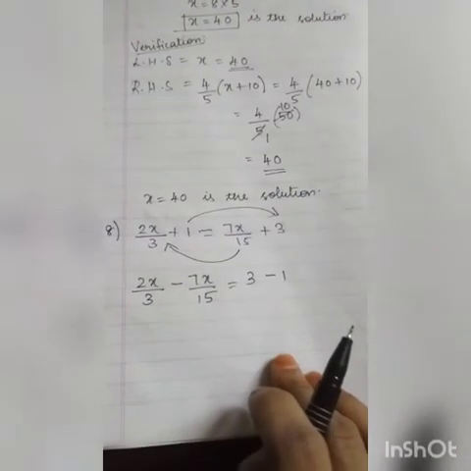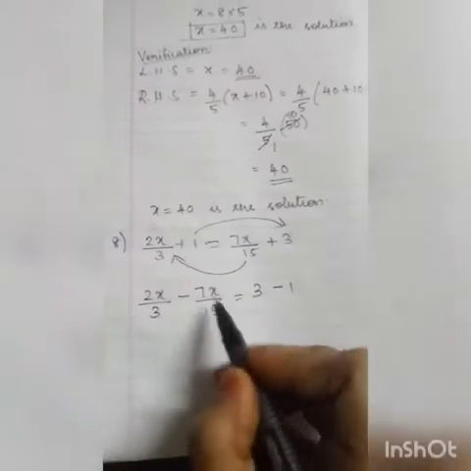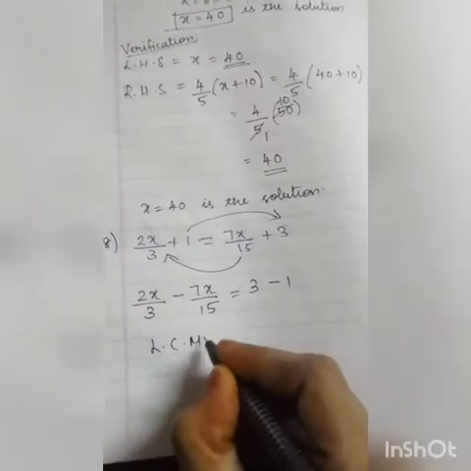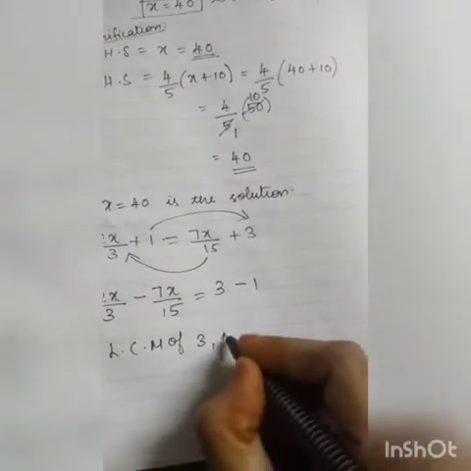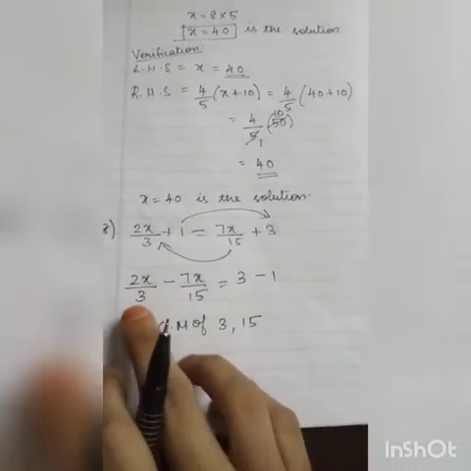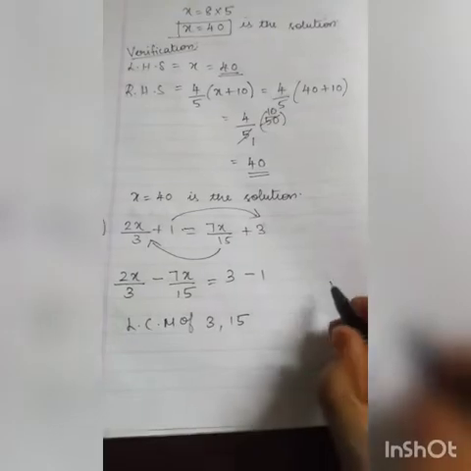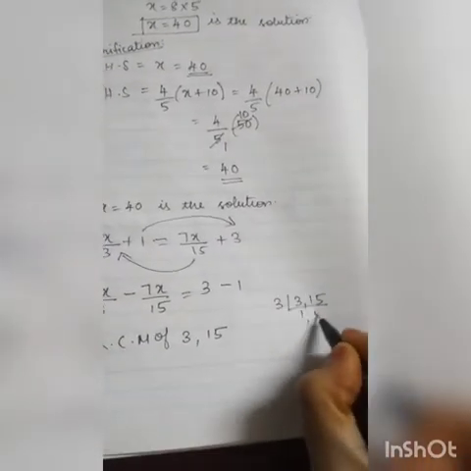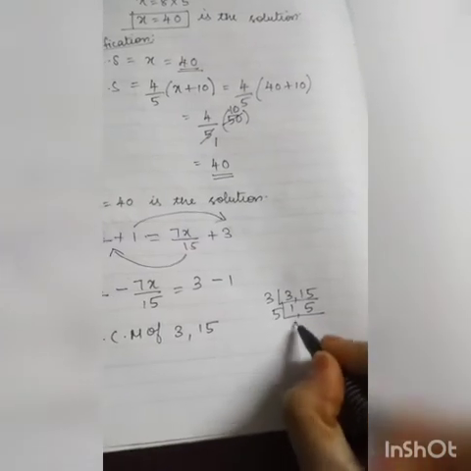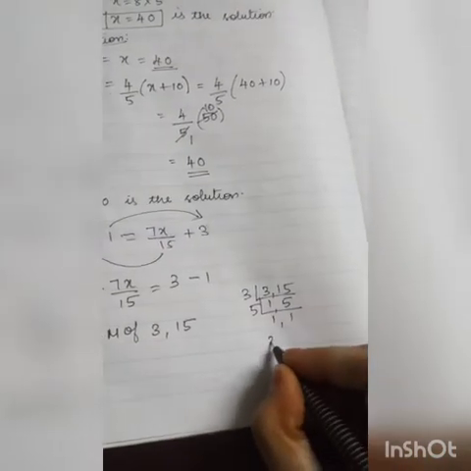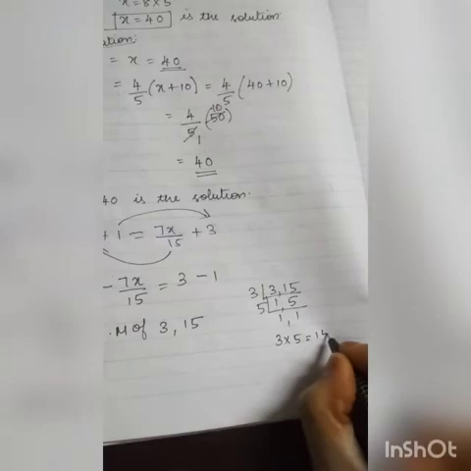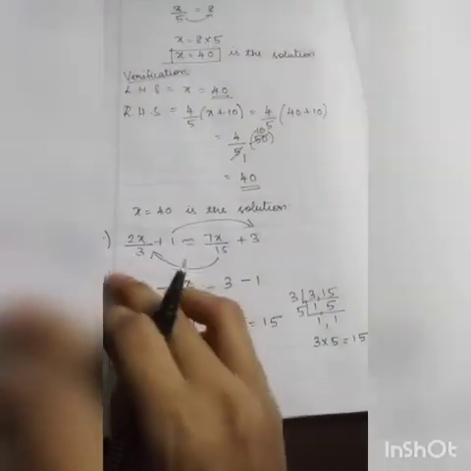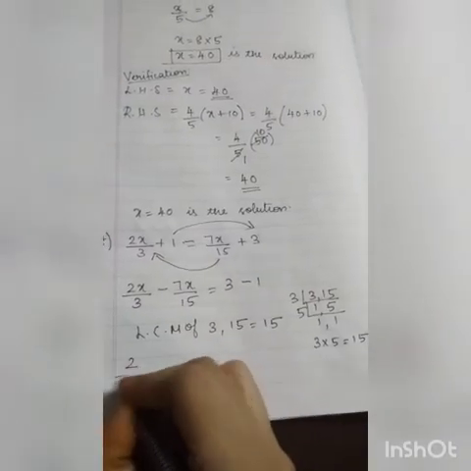Now, whether our denominators are same? No. What shall we do now? LCM of 3, 15. 3 ones are 3, 3 fives are 15. Now, 5, 1, 1. So, 3 into 5 is 15. So, what is my LCM value? It is 15.